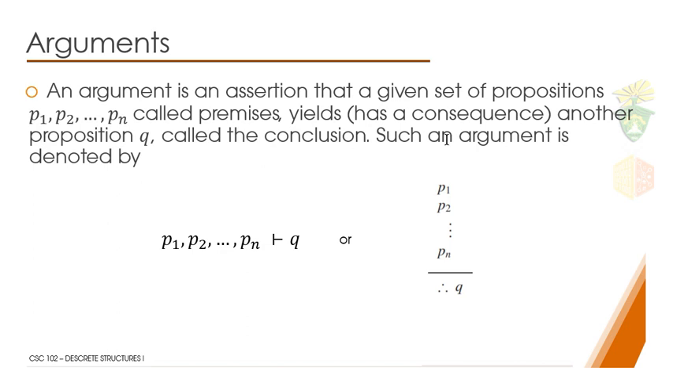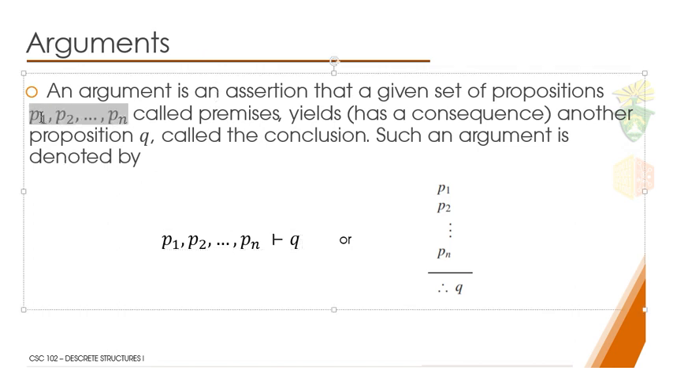Okay? Such an argument can be denoted this way, or in other ways, independent of the reference book you are following. But on our reference book, this is the notation usually used. Okay, so what does this mean? It means that an argument is basically given many propositions that yield a conclusion, which is a single proposition Q. So from these propositions we yield another proposition, or a conclusion. That is what they call it.